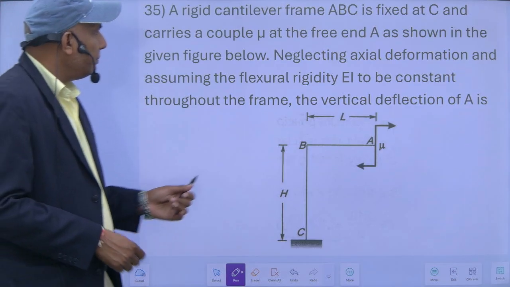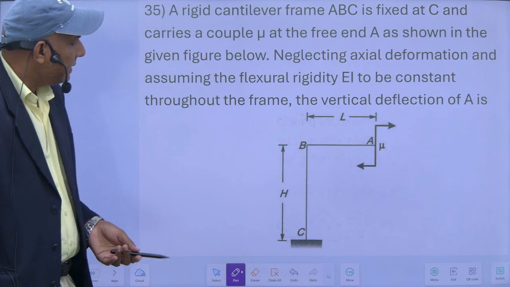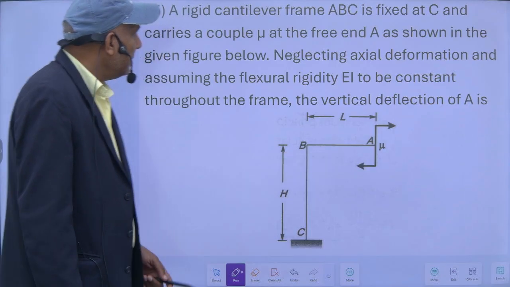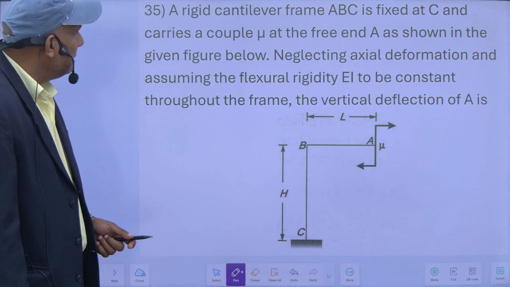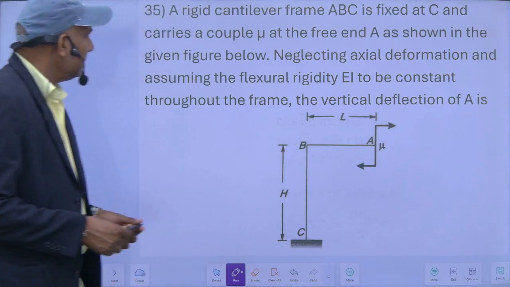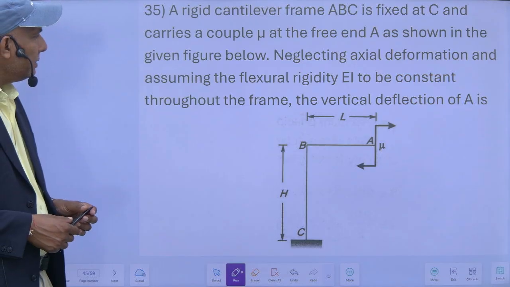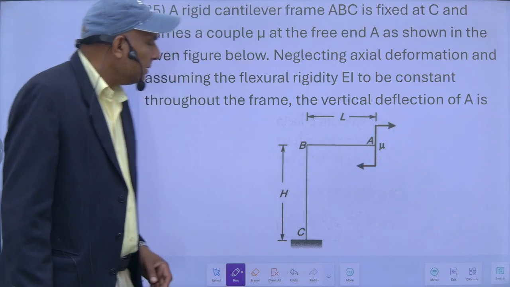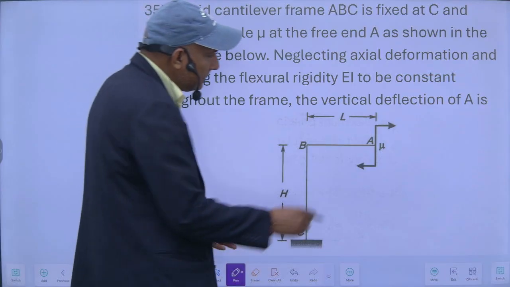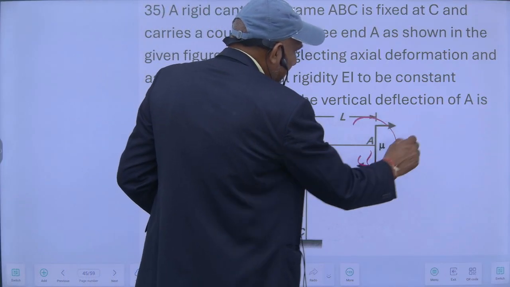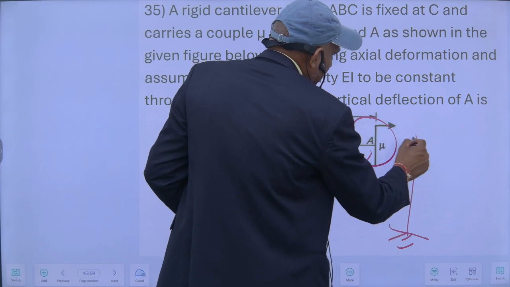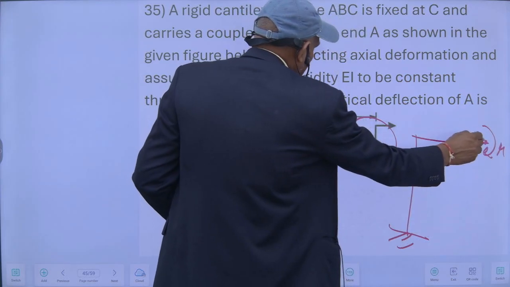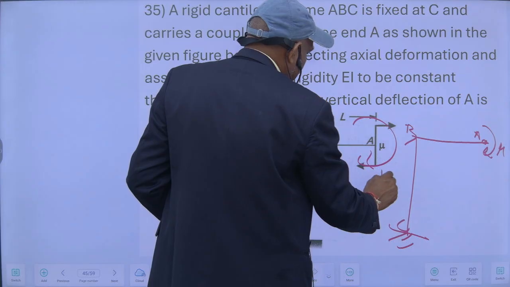A rigid cantilever frame ABC is fixed at this point and carries a couple Mu at the free end, as shown in the figure. Neglecting axial deformation and assuming the flexural rigidity EI to be constant throughout the frame, the vertical deflection at this point is equal to how much? I can treat it like this. This is my couple Mu moment. This is A, B and C. This height is H, this is L.